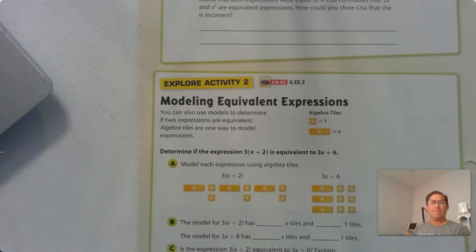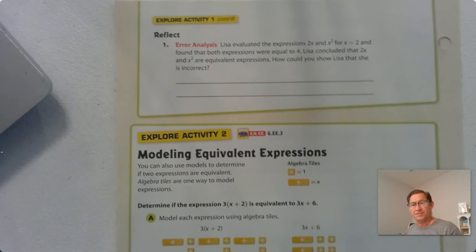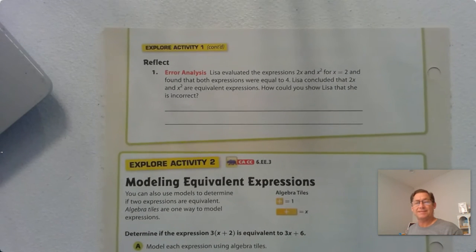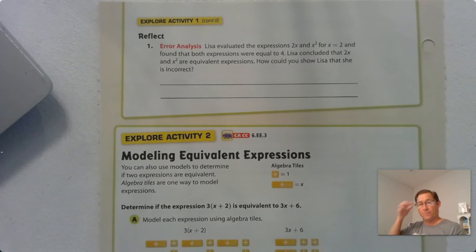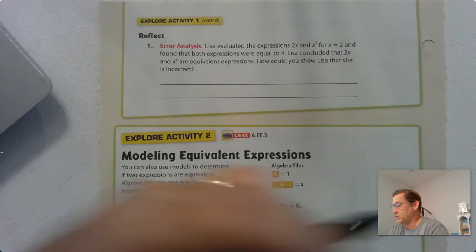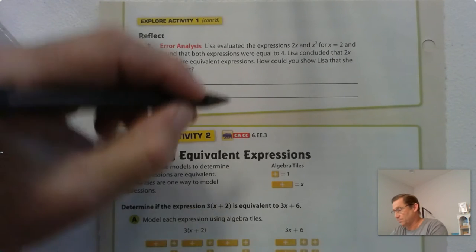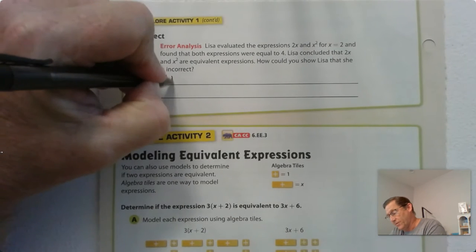Now let's look at 278. All right, so Lisa evaluated the expression 2x and x squared for x equals 2 and found that both expressions were equal to 4. Lisa concluded that 2x and x squared are equivalent expressions. How could you show Lisa that she is incorrect? Well, we could just try a different value for x.